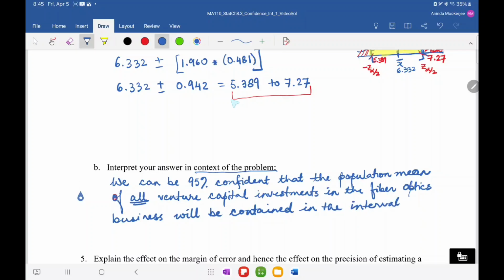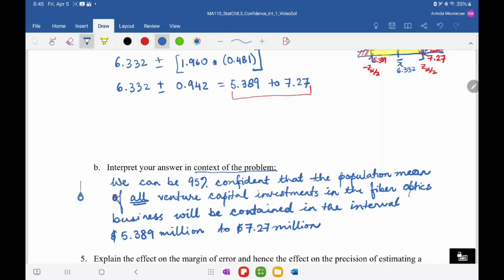Just state your interval: $5.389 million to $7.27 million.